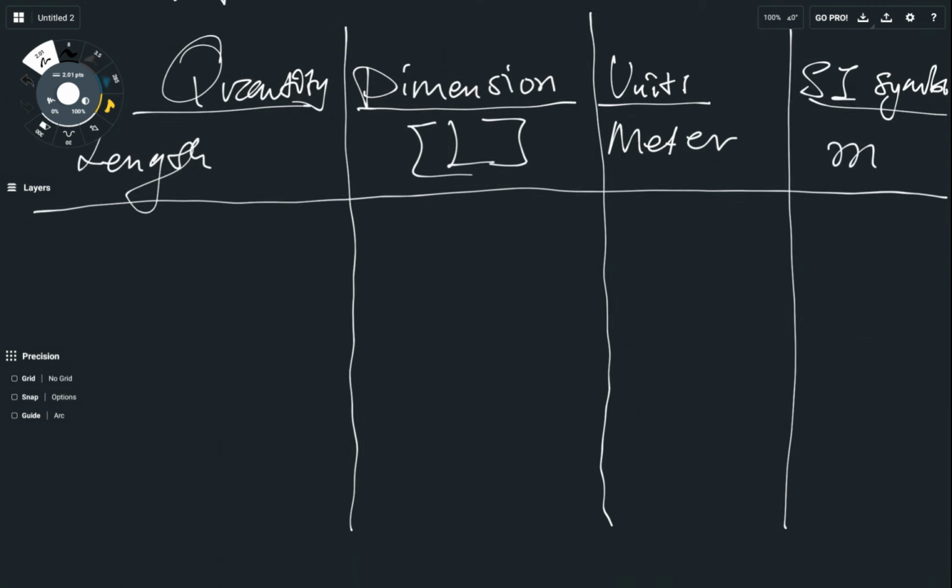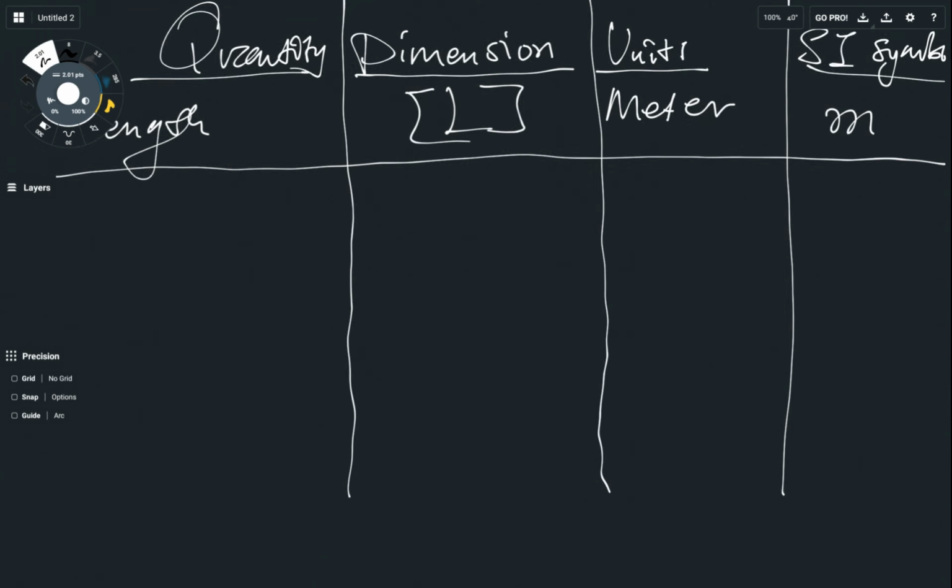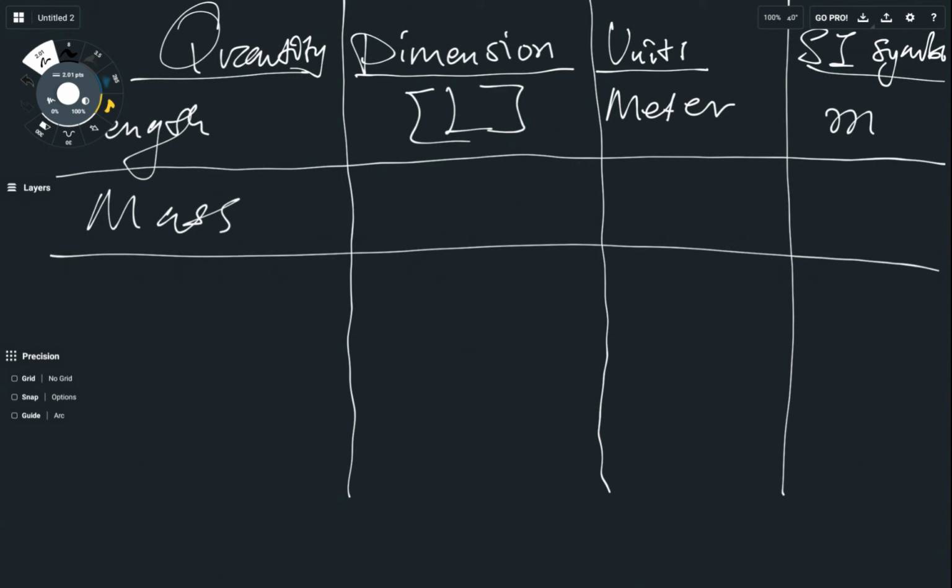Then other than length, we also have what we regard as mass. Though mass is quite misunderstood in our day-to-day lives. We say mass is the amount of matter contained in an object. Mass is the quantity of matter in an object. The dimensions of mass is a capital M in square brackets. The units are what we call the kilograms. Kilo is a prefix, but we just go with kilograms, and the SI symbol is kg.